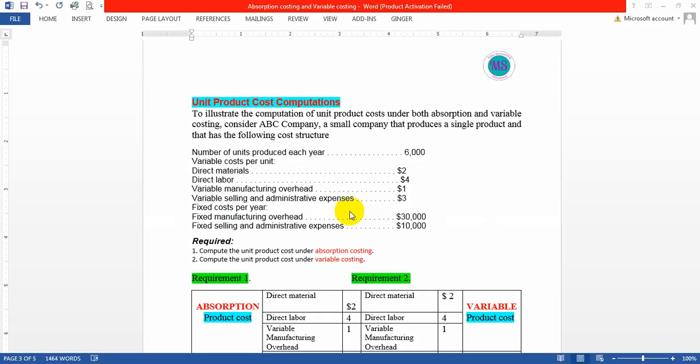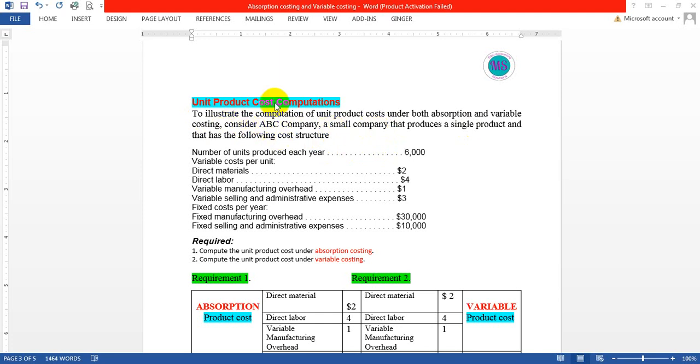Now we are going to discuss the unit product cost and the absorption and variable costing methods. We will calculate the unit product cost under absorption costing and under variable costing. The illustration is a unit product cost computation to illustrate the computation of unit product cost under both absorption and variable costing. Consider ABC Company, a small company that produces a single product.